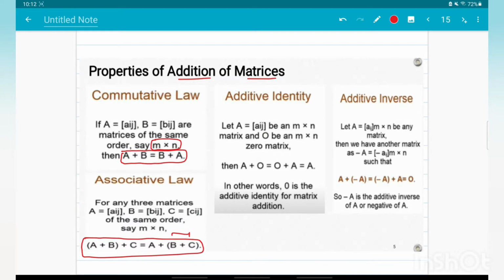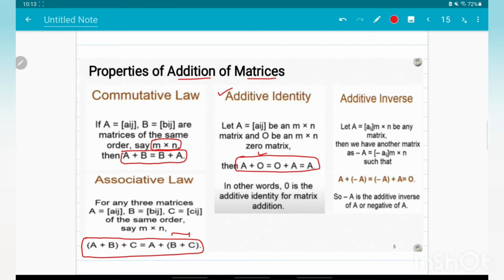Okay, now the third one is the additive identity. Now what happens in this is that, check this statement. Suppose there is a matrix A and this is matrix O. Now this matrix O is a zero matrix. Now in our previous videos also I have told you about the zero matrix. It has got only element 0. Okay, the order of matrix can be anything. It can either be 2 by 2 or 3 by 3 or 2 by 3, anything. Just all the elements of that matrix should be 0. That is called a zero matrix.